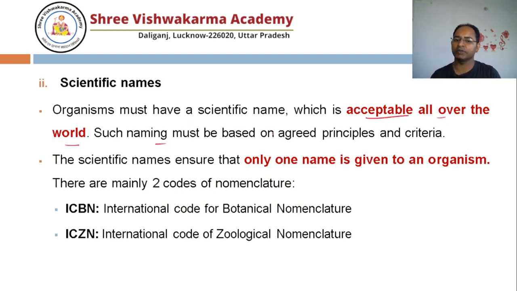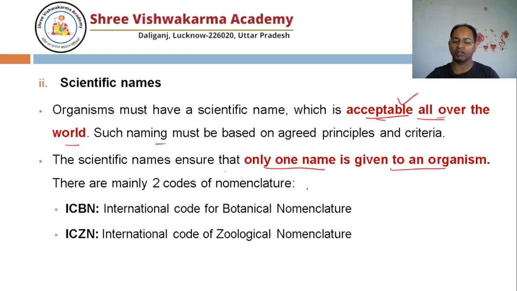And such naming must be, obviously, just like in chemistry, you read about the IUPAC, how you can keep the name of a particular compound. Likewise, there should be certain rules, and based on those rules, we can keep the nomenclature, and that will be acceptable all over the world. And the scientific name assures that only one name is given to an organism.